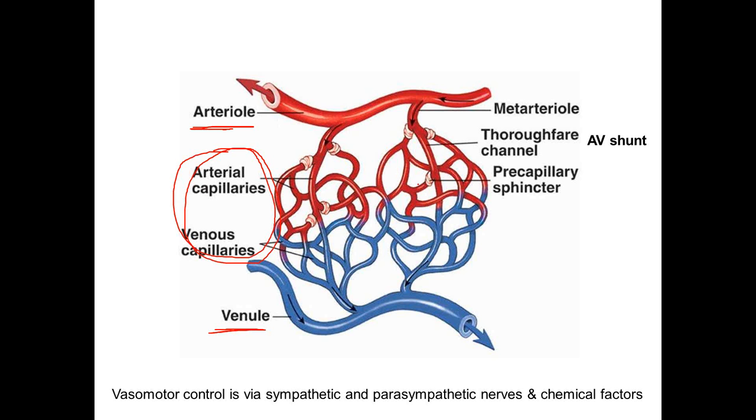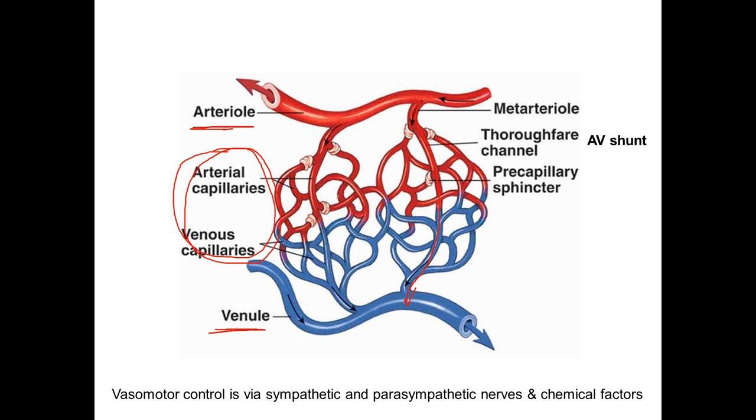So if you wanted to reduce the amount of blood going into the tissue, you could actually close these off. However, when you close them off, the blood can flow directly through what are called shunts. And this is an AV shunt from the arteriole to the venule, and this AV shunt means that blood flows directly through. It doesn't take a long route through the tissue.